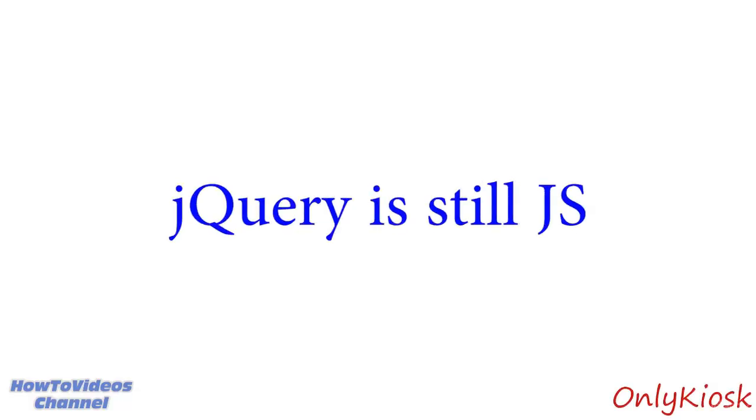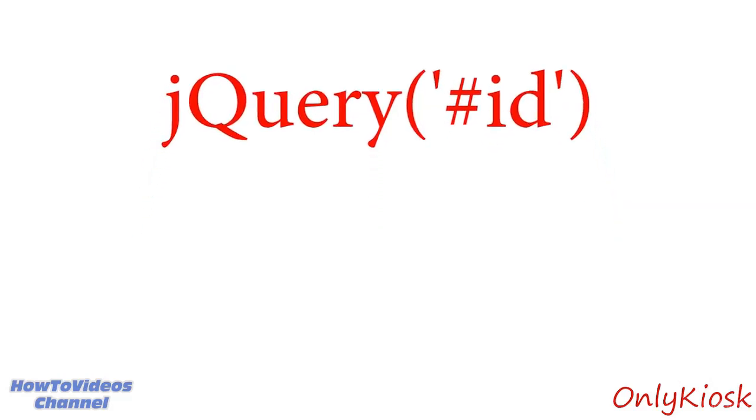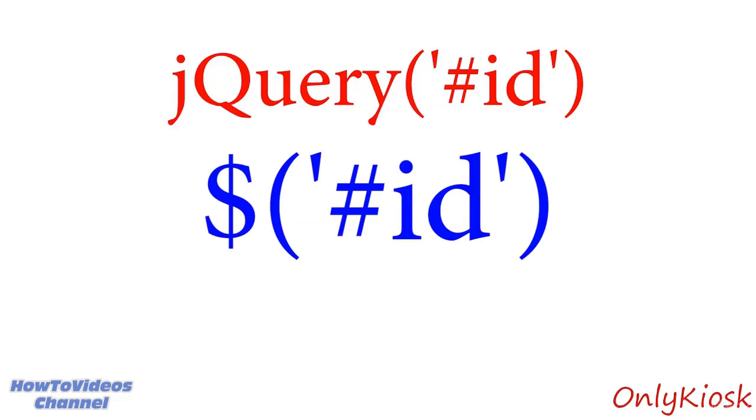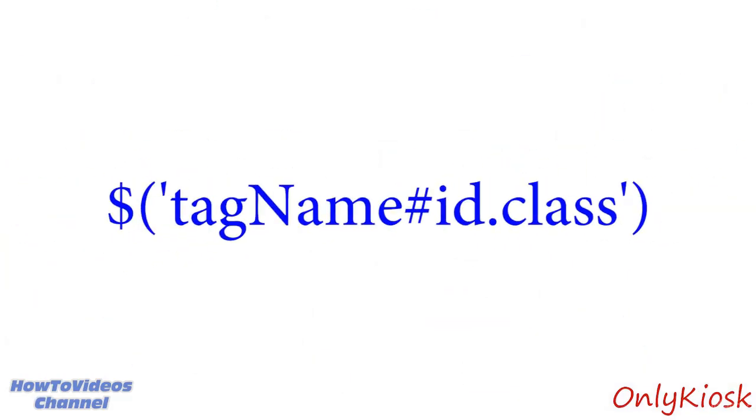jQuery is still JavaScript. Therefore, when it comes to manipulating page elements, it follows the same pattern. We select page element using the jQuery function. The jQuery function has a shortcut, the $. The jQuery function is very flexible with its arguments. We'll learn more about this later. You can put ID, class name, and tag name. You can also mix them together.